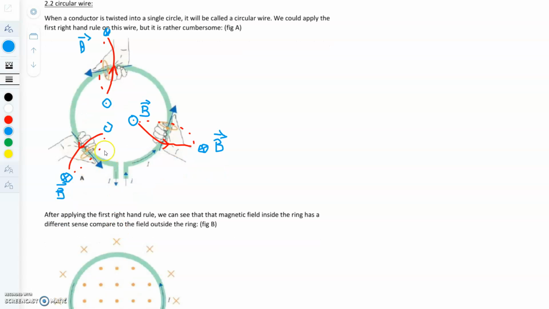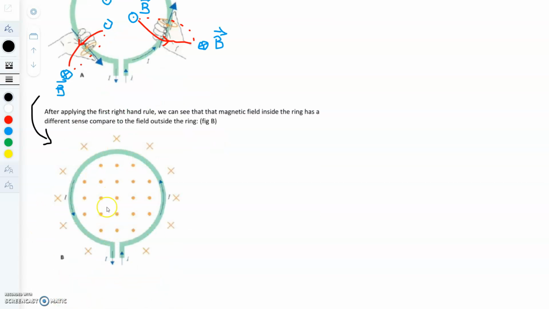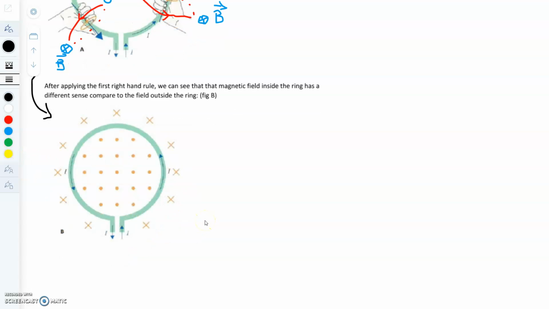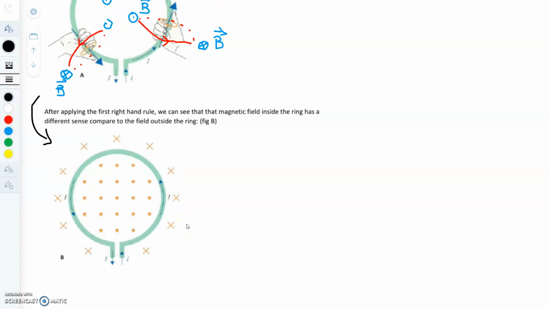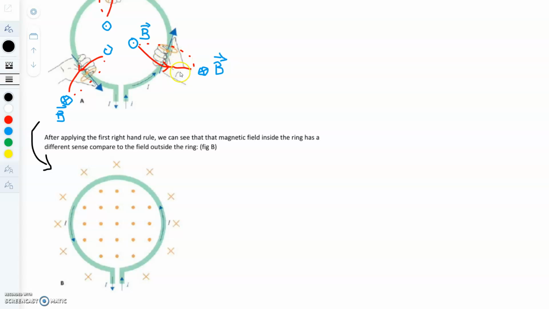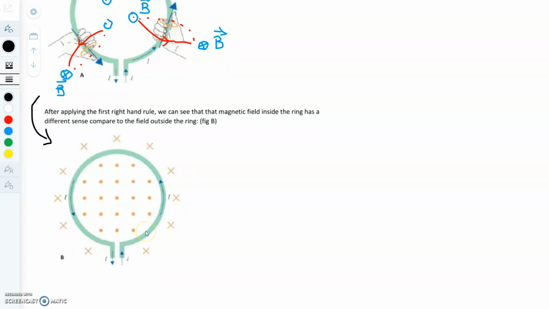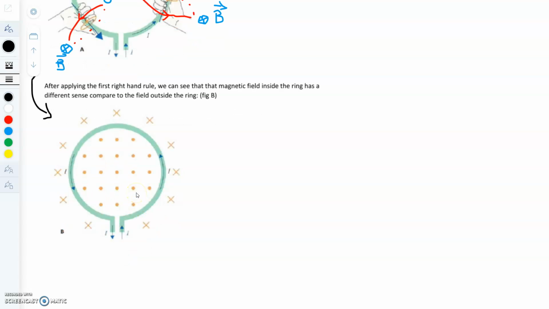Meaning you can simplify this situation to this. Your field lines are all perpendicular in the center towards you and perpendicular away from you outside of the ring, which leads us to the second right-hand rule. If you take your hand and you assume the same position as the first right-hand rule, but you now use your four fingers to follow the current along, your thumb will indicate the sense of the field lines in the center of your ring.